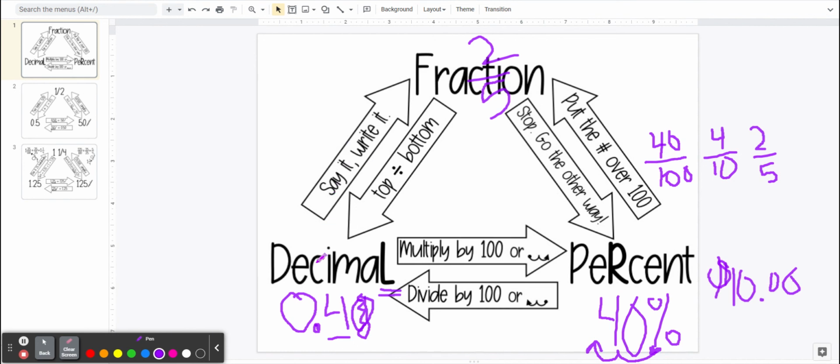All right, let's say we want to make a fraction. So to go from decimal to fraction, we say it and then we write it. 4/10. And then you simplify it. Divide them both by 2. And then you will end up getting 2/5. Pretty cool.